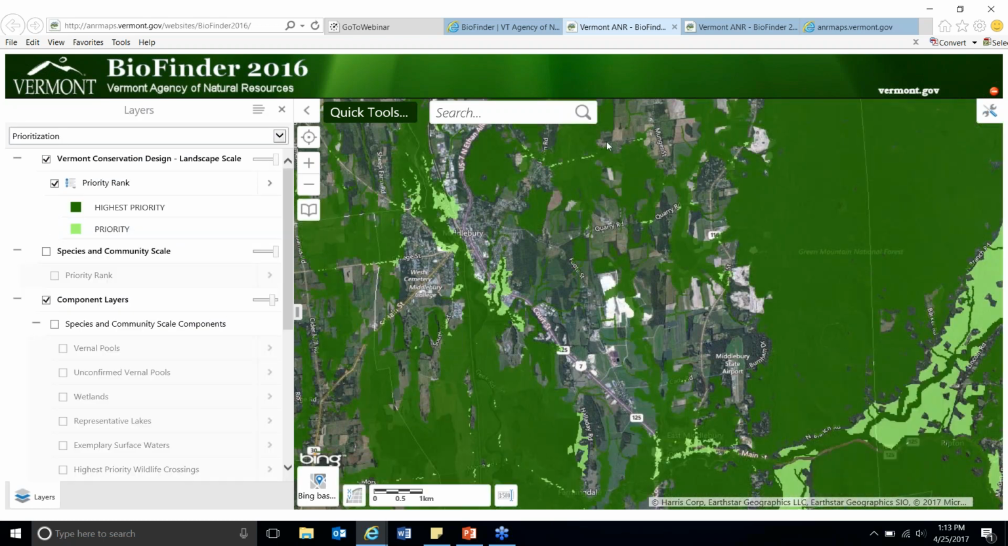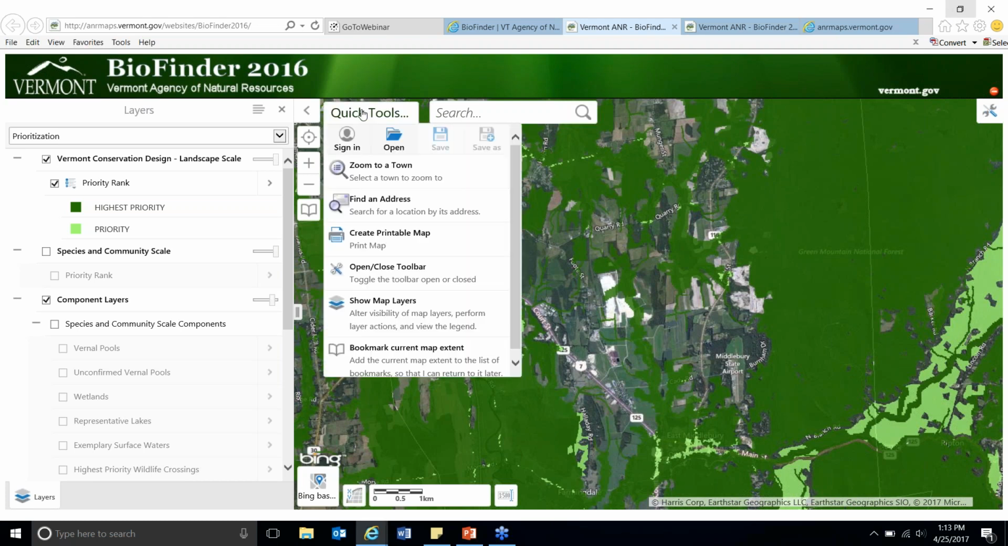And before we finish, I'll take some questions in a few minutes. But first, I just want to at least open the toolbox and show you that there are some tools here. There are 2 ways to get to the toolbar. For one thing, there's a quick tools menu right here where there are just a few tools where you can do something like zoom to a town, find an address, create a printable map. So you can print what you see on the screen.